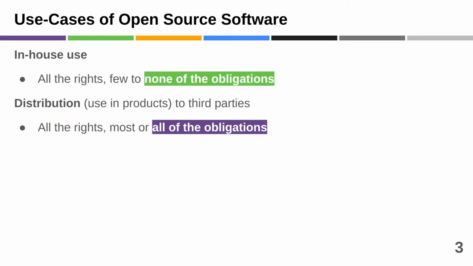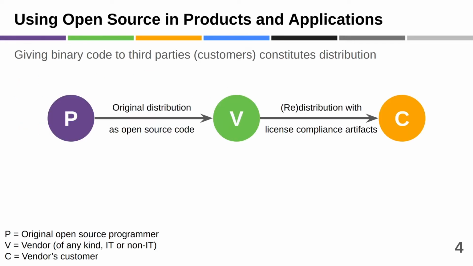So if this has not been on your radar screen, you're probably an end user, meaning you are using the open source, like I'm using LibreOffice or OpenOffice for word processing, and then I do not pass on the code. The so-called use case of pure in-house use does usually not trigger any of the obligations. You don't have to fulfill anything there. But if you pass on the open source code you receive to third parties, for example, if you're a vendor and you're delivering a product that contains open source components, then you have to fulfill the obligations of the open source licenses, usually to the fullest, because that's where they all kick in.